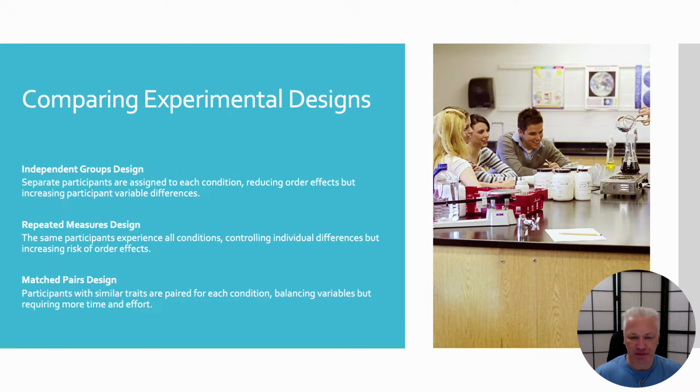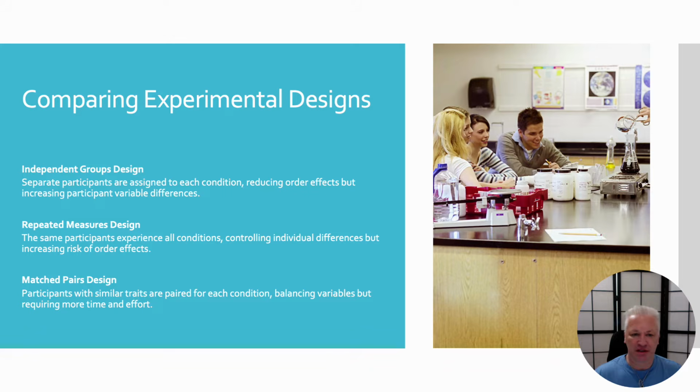Experimental designs. Experimental designs refers to how participants are allocated to the different conditions of the experiment. The three main experimental designs are independent groups, repeated measures, and matched pairs.